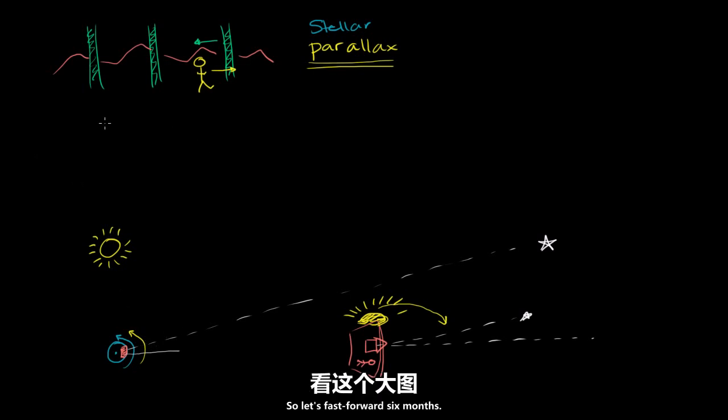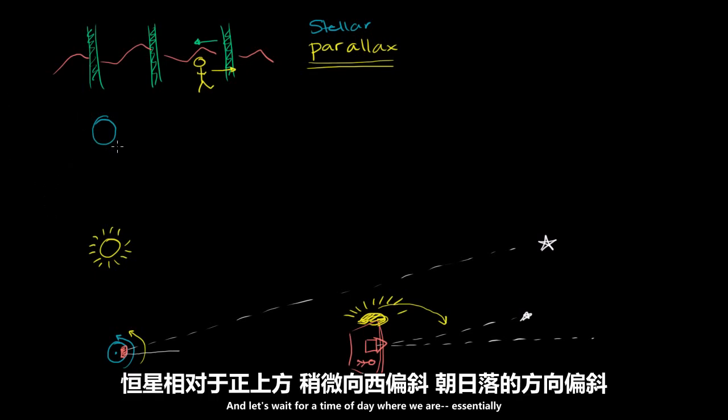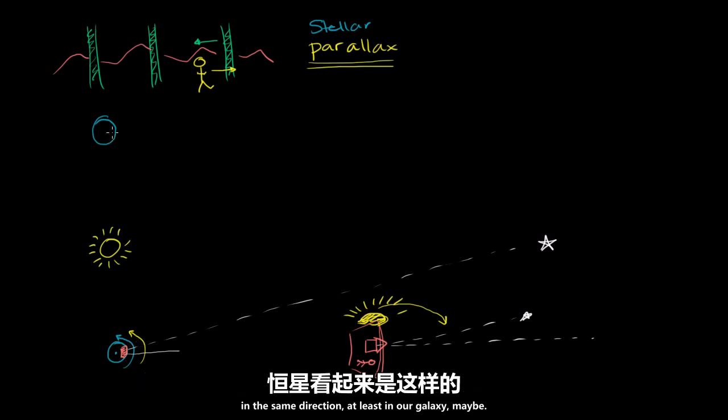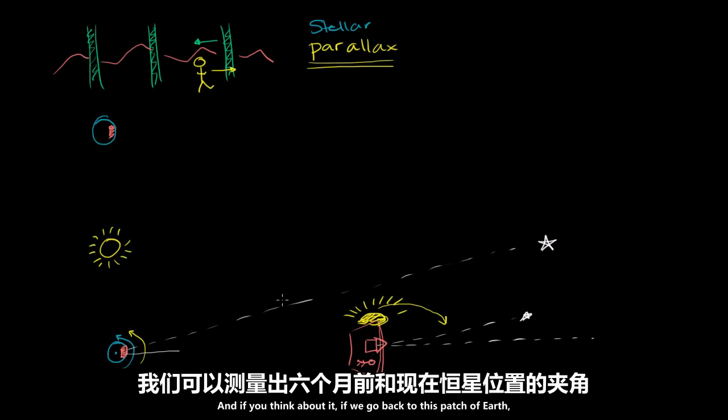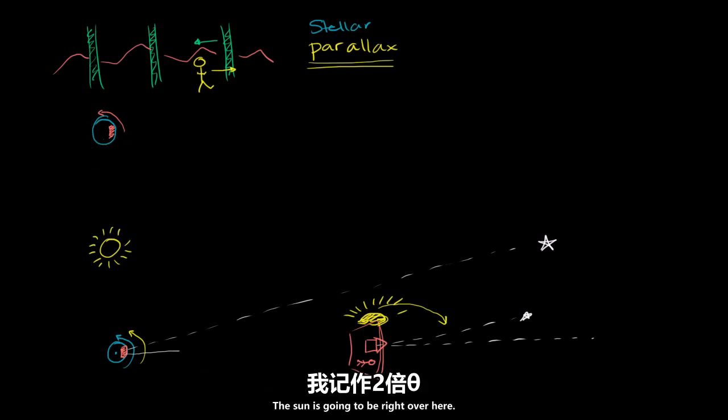So let's fast forward 6 months. 6 months. We're over here. And let's wait for a time of day where that little patch of the Earth is pointed in the same direction, at least in our galaxy, maybe. So it's pointing in the same direction. And if you think about it, if we go back to this patch of Earth, now the Earth is still rotating in that direction. But now the sun is on the west. The sun is going to be right over here.